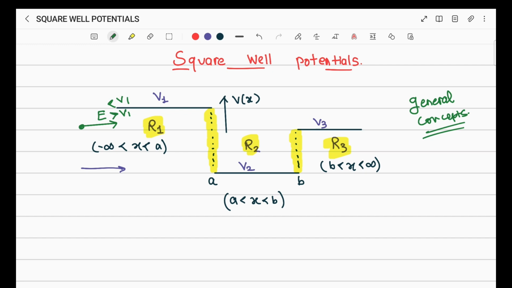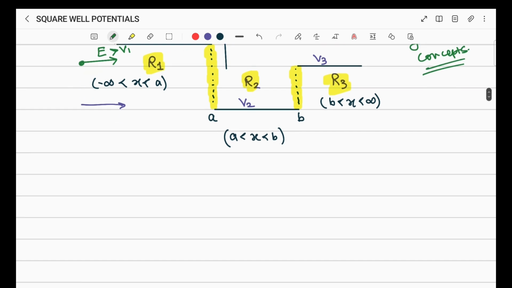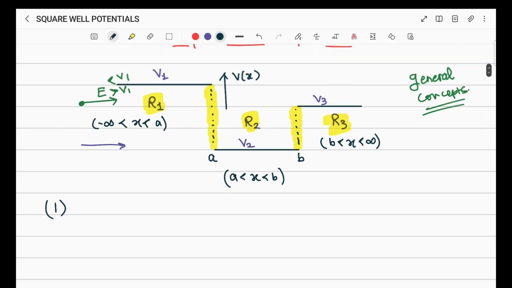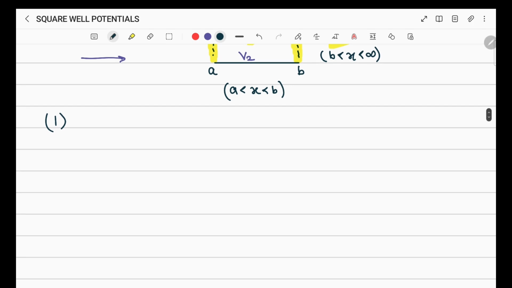Moving ahead, I told you about the square well potential and how the Schrodinger equation in different regions can be solved. So now let's discuss the first case. I am going to divide it into case scenarios. We will have two cases. The first case is if the energy of the particle is greater than the value of the potential in a particular region. For example, here we had three regions. So let's say the energy is greater than the potential in any particular region of any particular square well potential form.